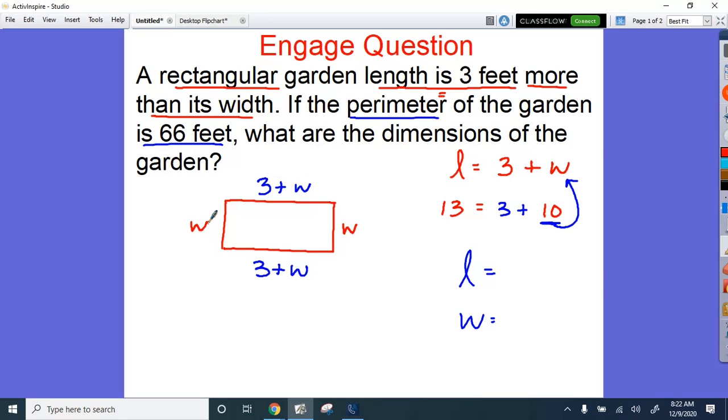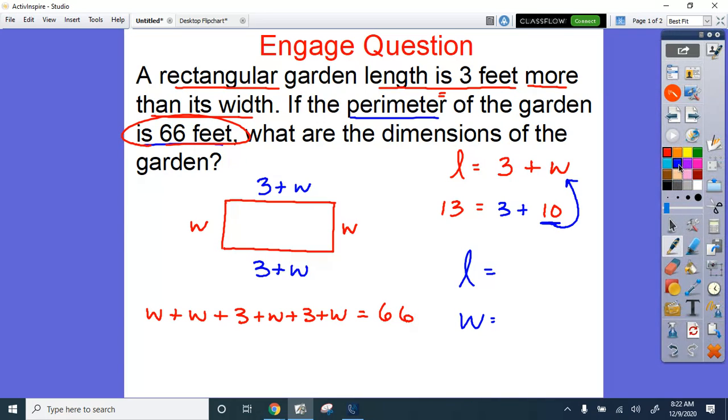Okay? So if I'm setting up my equation now, what am I doing with all 4 of these pieces? Well, all I'm doing, if I'm finding my perimeter, is adding the sides together. So this becomes a glorified combining like terms question, where I'm going to take W plus W, I'm going to add those 2 widths, plus 3 plus W, plus another 3 plus W. And then my equation is going to equal the perimeter, which in that case is 66 feet. Okay? As I said, it's a glorified combining like terms problem.